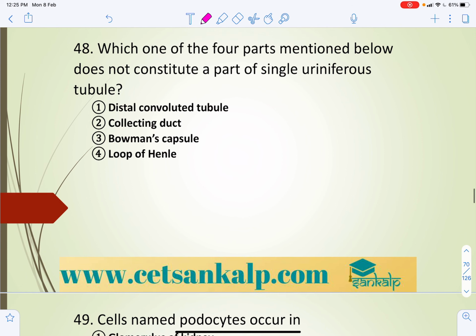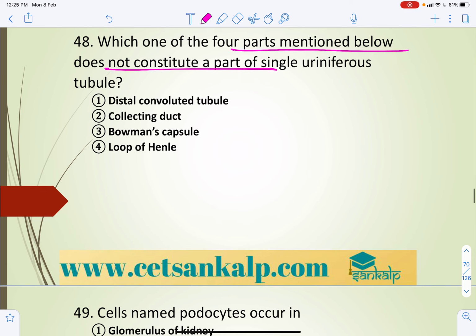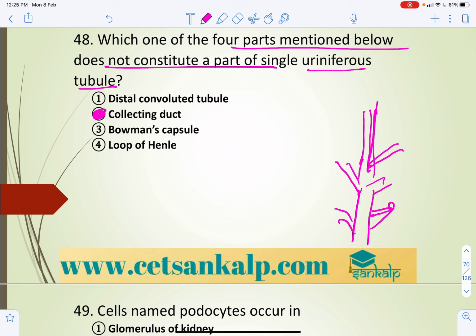Next, which of the four parts mentioned below does not constitute part of a single uriniferous tubule? The collecting duct is formed by receiving many connecting ducts of the nephrons. So that is the answer: collecting duct. It does not constitute a part of a single uriniferous tubule. The collecting duct does not belong to a single nephron; it belongs to many nephrons.